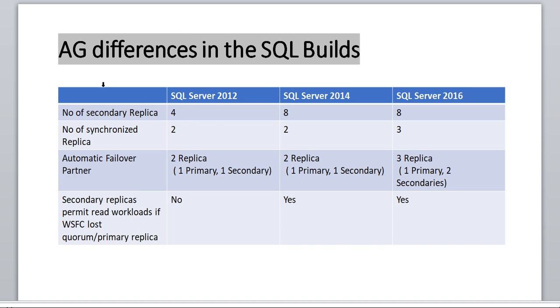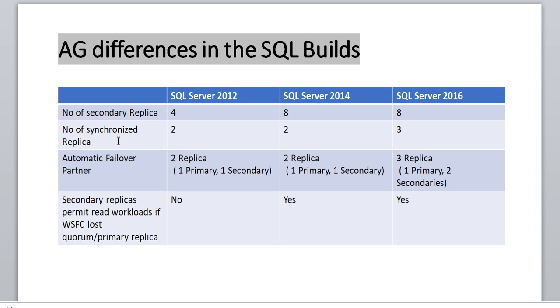Now in this slide we will talk about the AG differences across SQL versions. If you are doing build work and need to configure an AG, you should be aware of these things. Actually, this is very helpful. I have discussed a couple of points, what is supported in each version. For the number of secondary replicas, in 2012 we can do only 4. In 2014 we can do 8. In 2016 we can do 8, right?